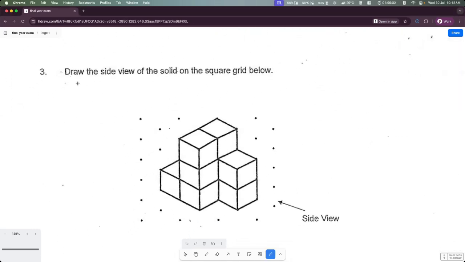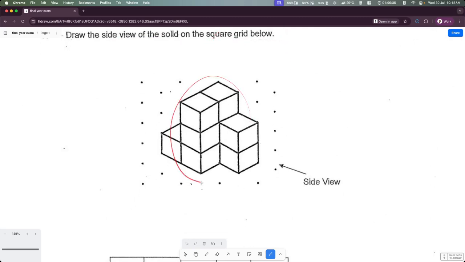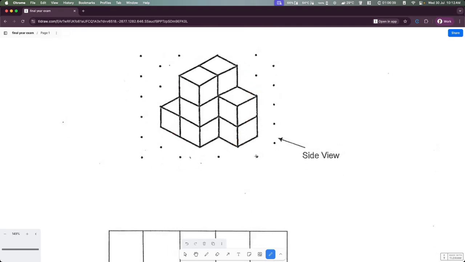Question 3 says, draw the side view of the solid on the square grid as what you see over here. What I can do is pretty straightforward. You can just number the square grid. So this is on the side view. I'm going to put here as 1, and then here as 2. Where should I put 3? I can put 3 here and then put 4 over here. Then I'll put 5 and then 6. That's what you see over here.